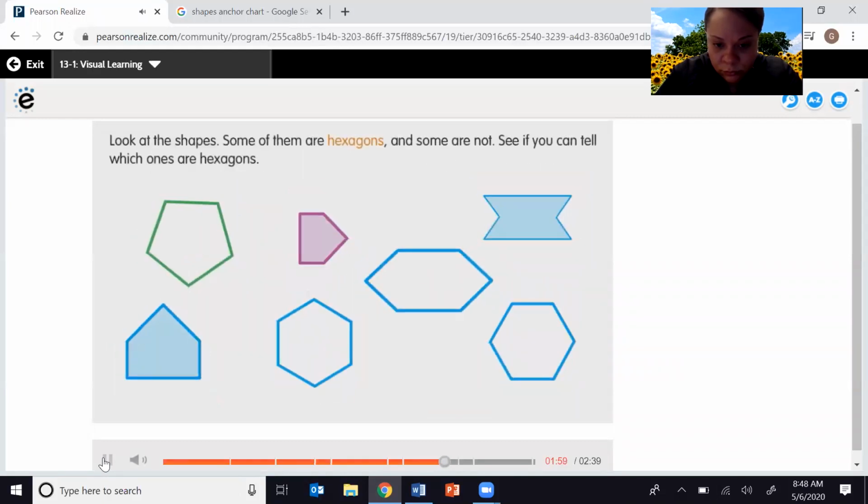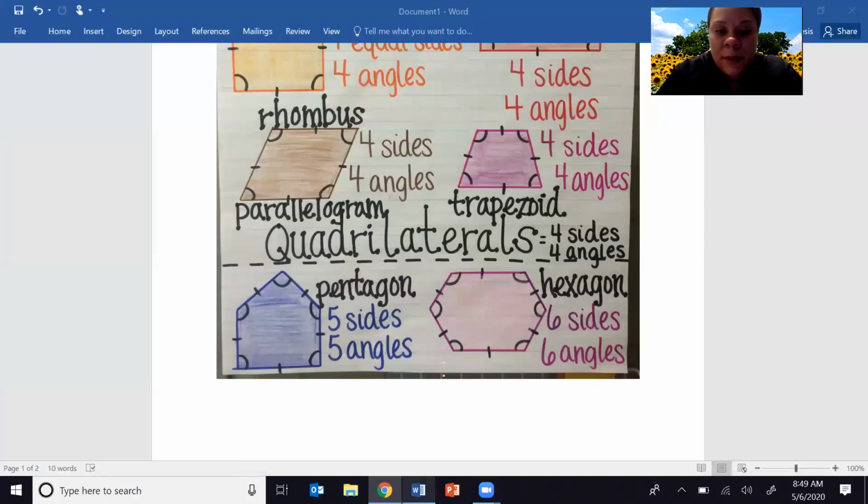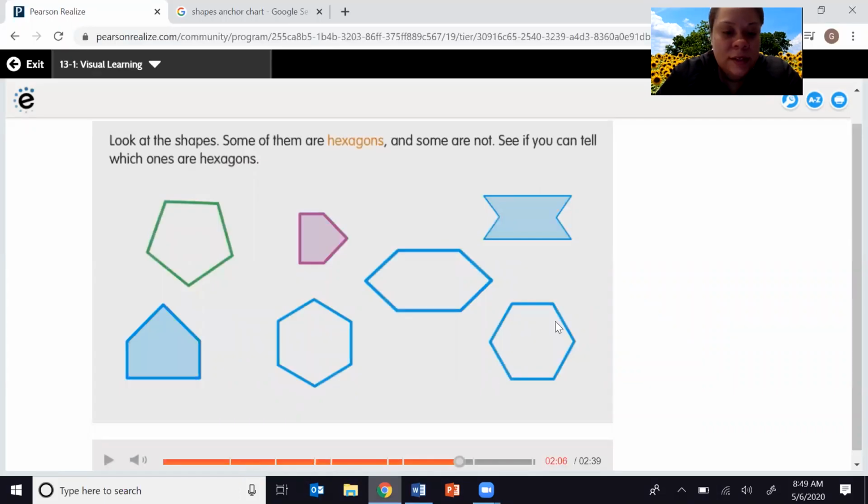Look at the shapes. Some of them are hexagons and some are not. See if you can tell which ones are hexagons. All right. So in my anchor chart here, it says that a hexagon has 6 sides, 6 angles, and also 6 vertices. So let's look at which ones have 6 sides, vertices, and angles.